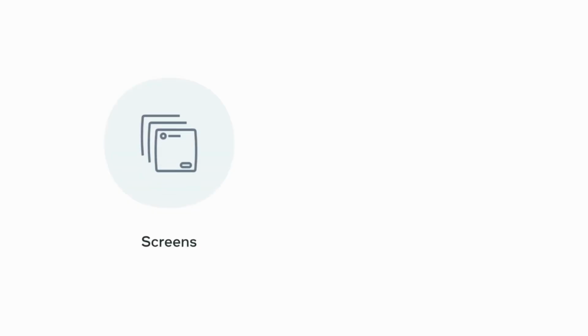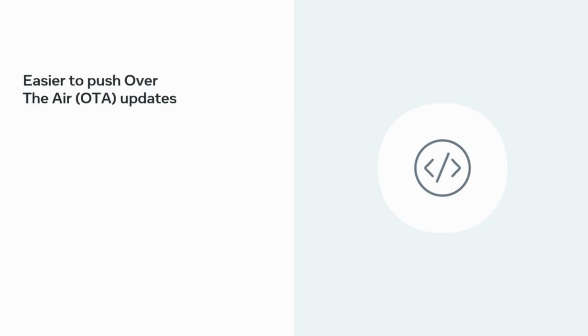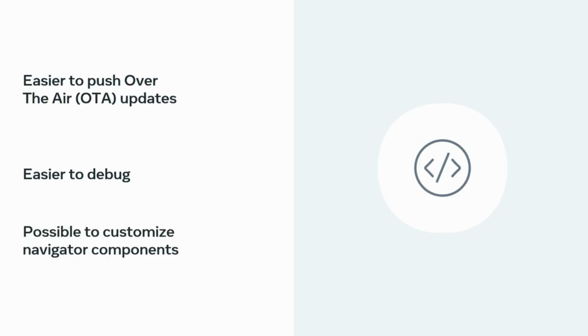These libraries include Screens, which provide native navigation container components, and Gesture Handler, which makes React Native more compatible with native touch and gesture systems. Many of the UI components are written in JavaScript on top of React Native primitives. Because of all this, it is easier to push over-the-air updates, which are updates sent to a device wirelessly, easier to debug the code, and it is also possible to customize the navigator components.